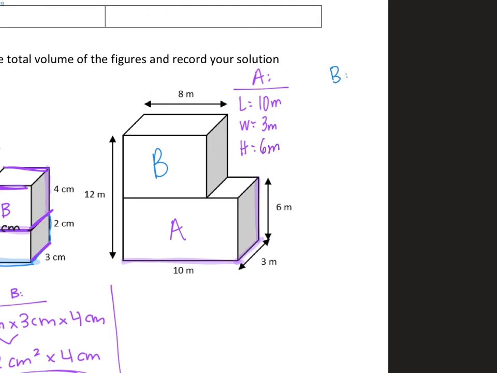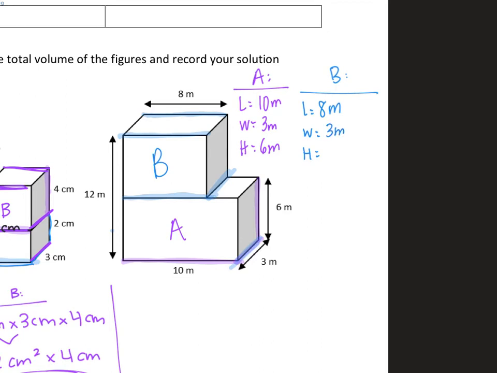Okay, prism B. So let's go ahead and try to find that length. So prism B, this is the length, okay? Any of these. So I don't have dimensions there, but I do have one here, which is also the length. So the length is going to be 8 meters. The width, how far back it goes, again, I don't see anything right here, but I can see that these are the same widths, and I know that this is 3 meters down here. So that means the width of prism B is also going to be 3 meters.